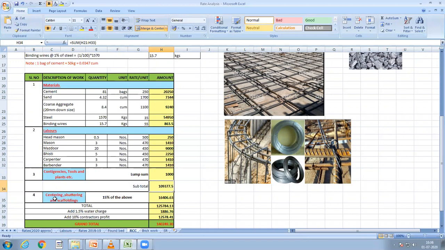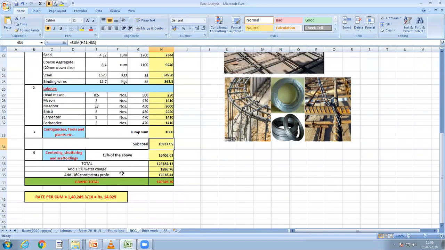This is the amount. Centering, shuttering and scaffolding should be 15% of the above. That is, whatever subtotal you have, 15% of it will be the cost of centering, shuttering and scaffolding work. This is how you have to work it out. So the total is this subtotal plus this 15%, whatever the amount of shuttering we got. Add both, you will get this total.